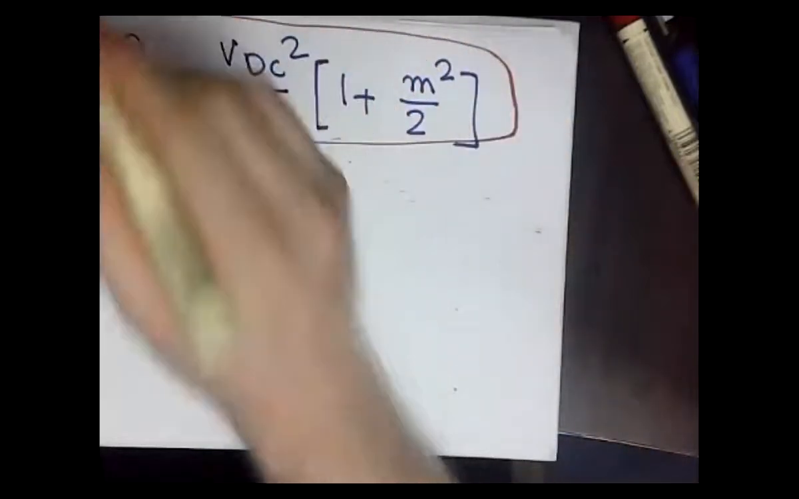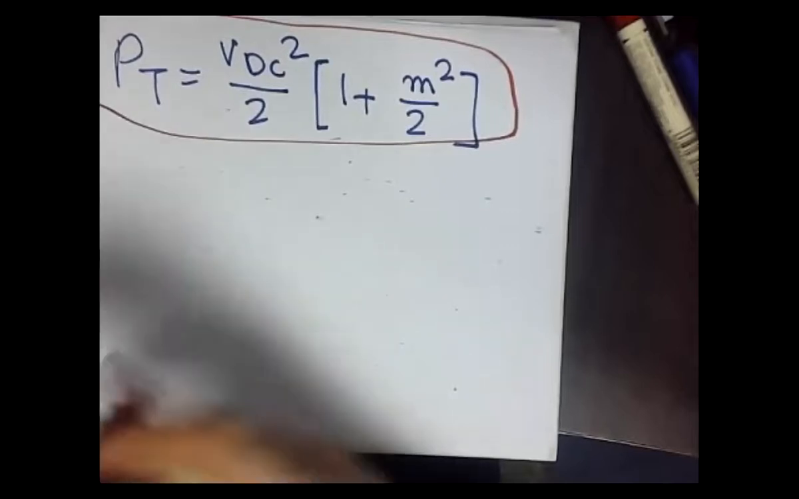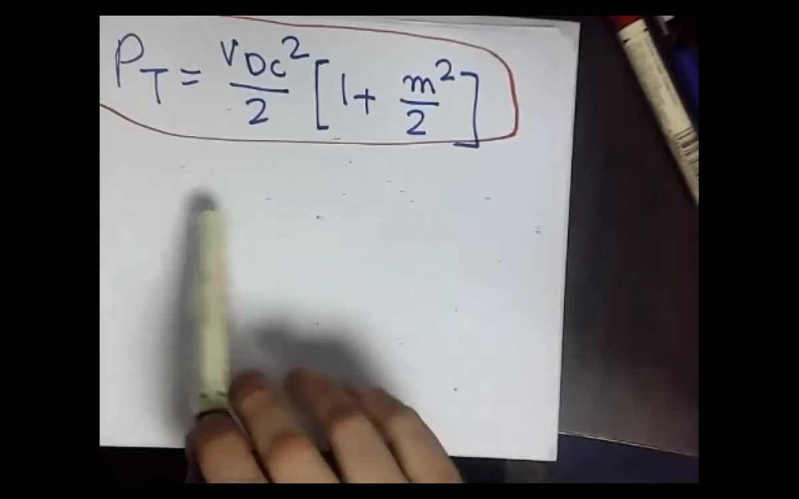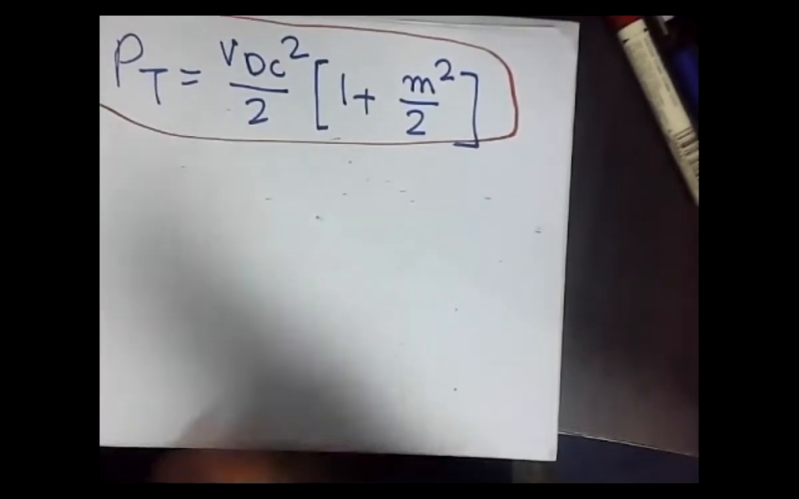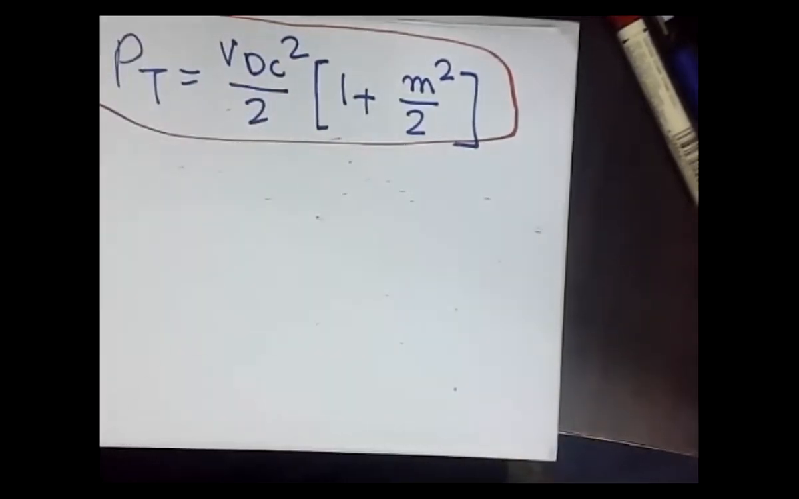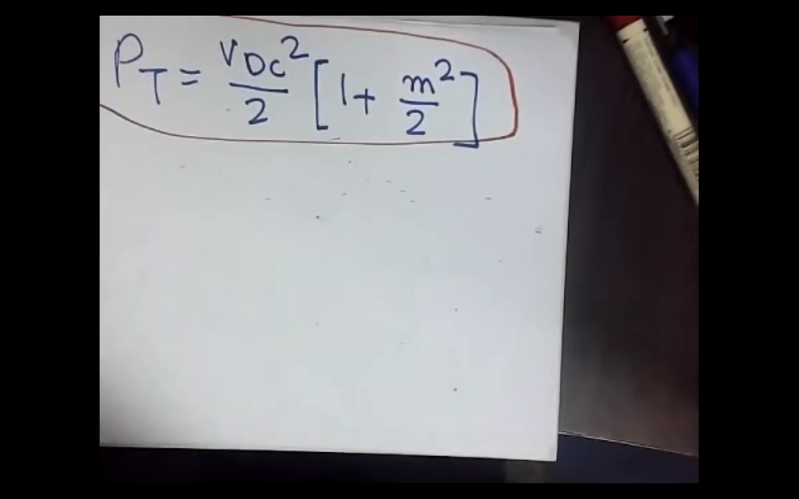But how am I going to use this, or what is the concept behind this power? This is the total power of the signal, including the upper side band, the lower side band, the carrier, everything. This is the total power. But what is the information power?